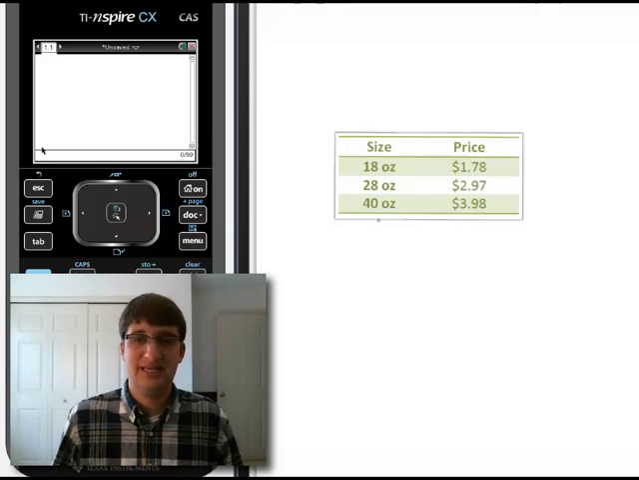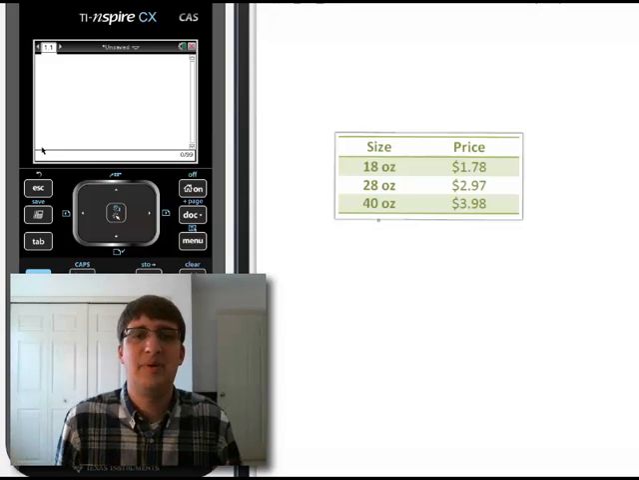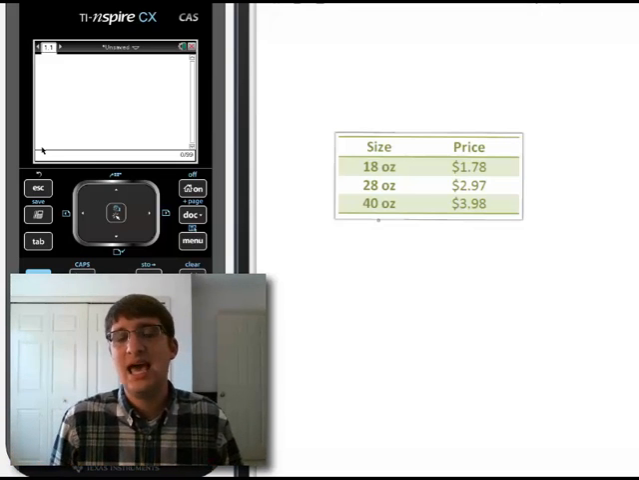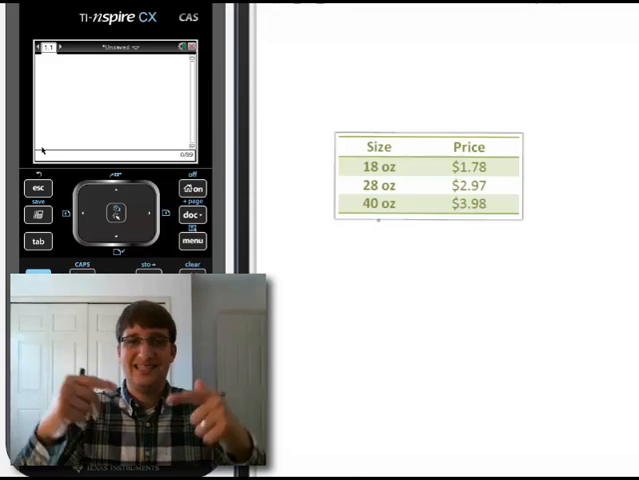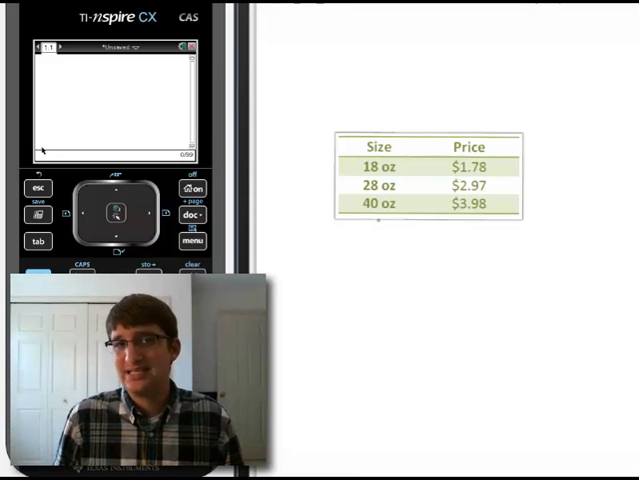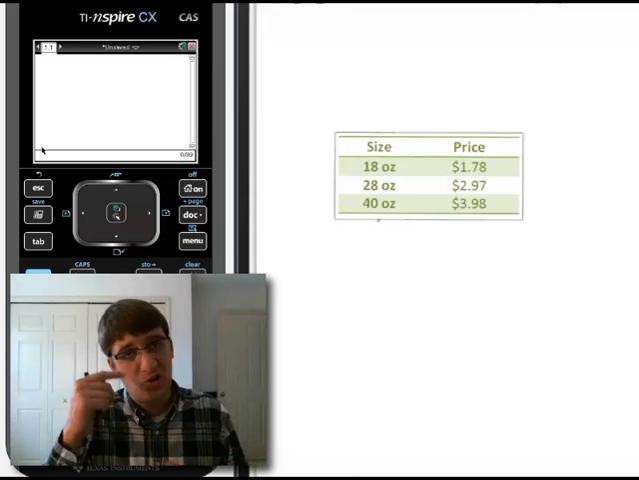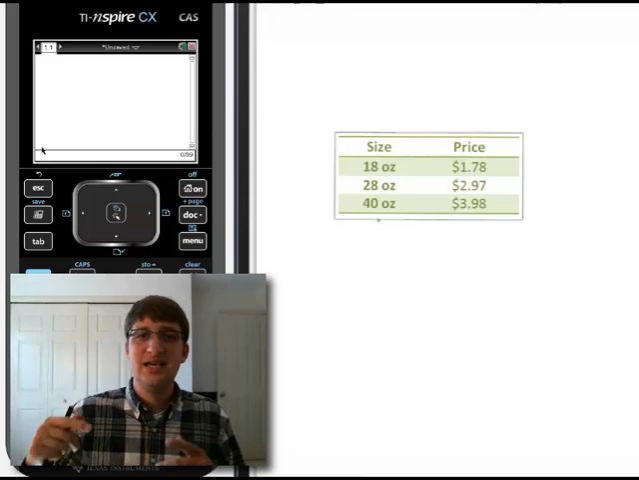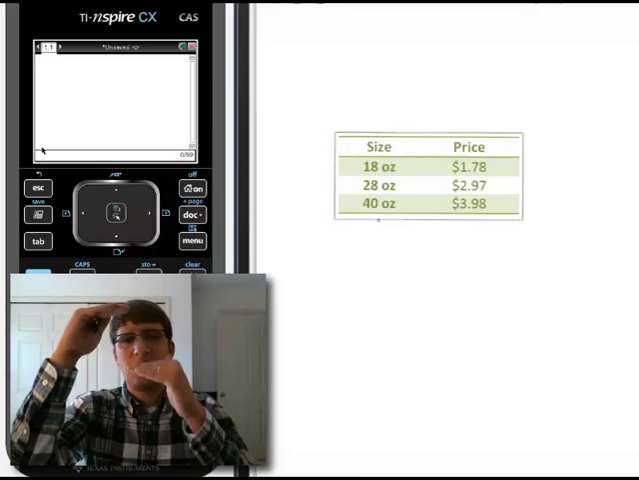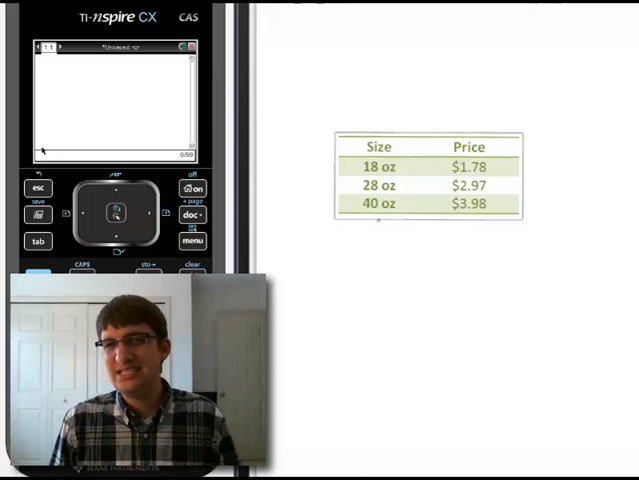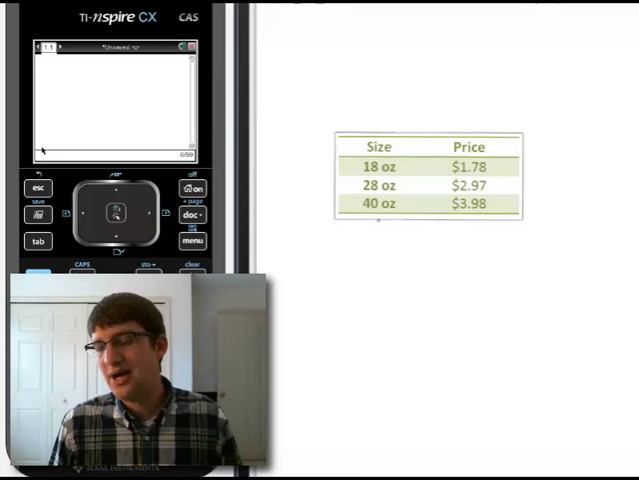Right now the prices are not comparable because they're all different sizes. However, if we were to put them all into the same unit, meaning what is the price for the first peanut butter per ounce, what is the price of the second peanut butter per ounce, if we put them all in the same unit, it would be an easier decision to make, okay? So how do we do that?